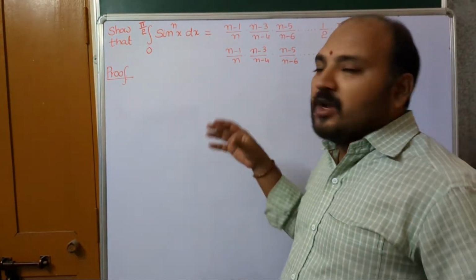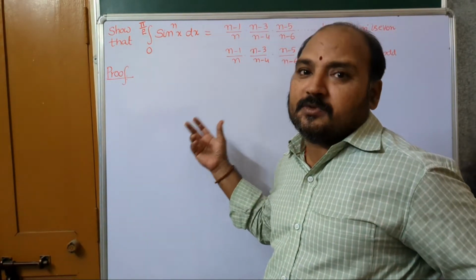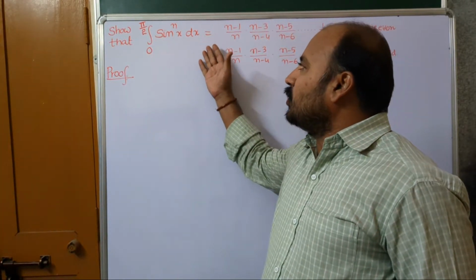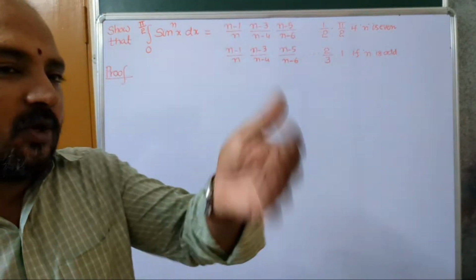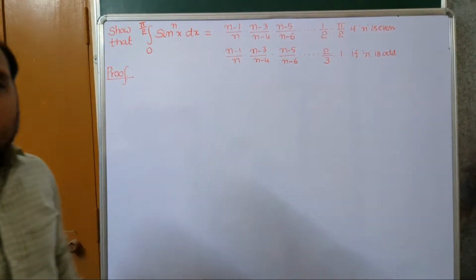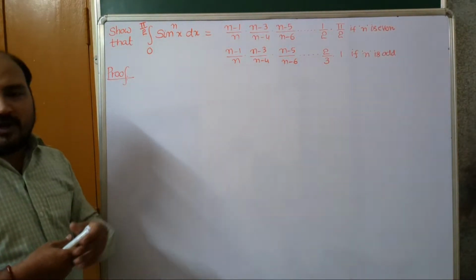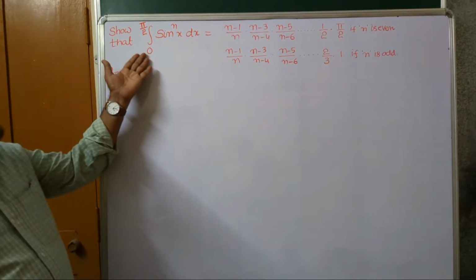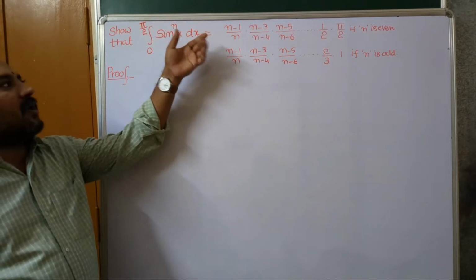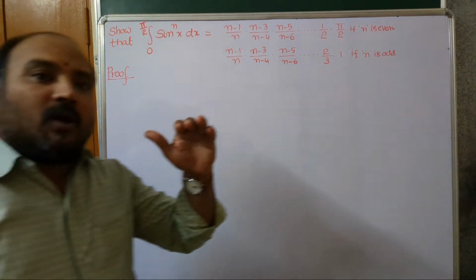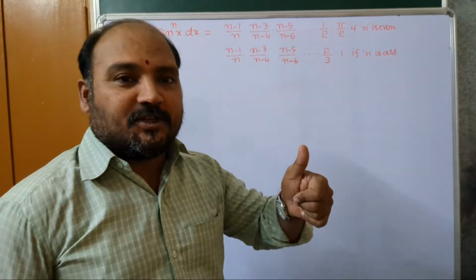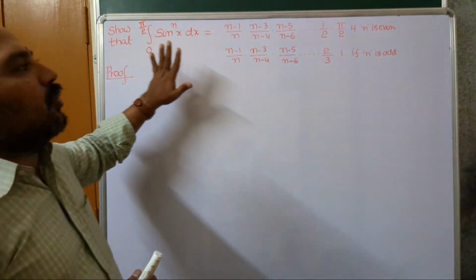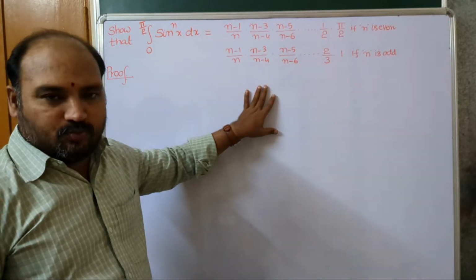But based on the request of one of our students, our subscribers, they're asking to prove this result and one more question also. So I'm expecting the other question also, other than this. So how to prove this one? Integral 0 to pi by 2 sine power n x into dx. Whatever methods we applied in indefinite integration, the same procedure we are going to follow now.